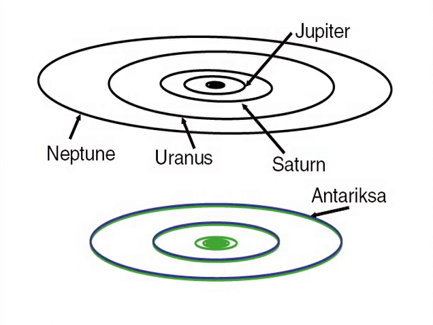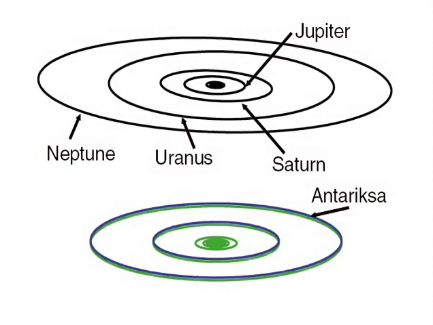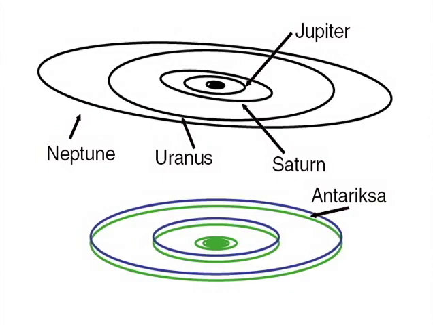The thickness of the Antariksha disk is roughly the same as the spread of the orbits of Mercury through Saturn perpendicular to the ecliptic. In this picture, both this spread and the thickness of Antariksha have been stretched by a factor of 3 for the purpose of easy comparison.